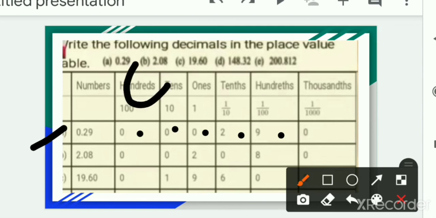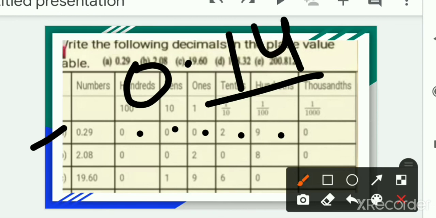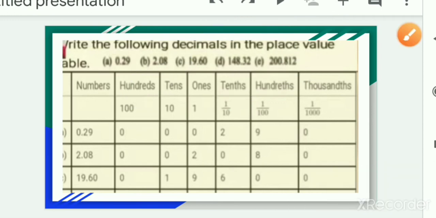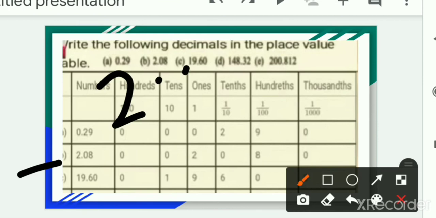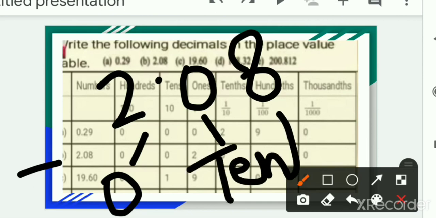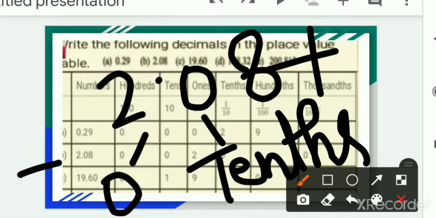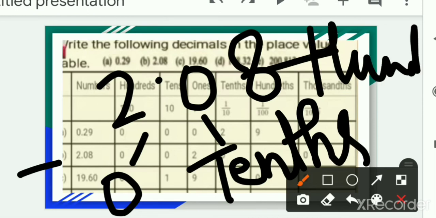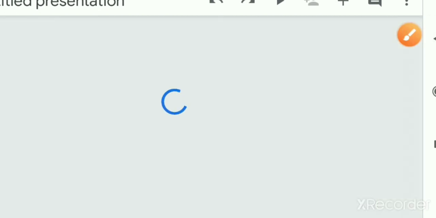Okay, the first number after the point is at the tenths place. The second number after the point is at the hundredths place. Okay, now in the same way we will write 2.08. It is the ones place. Which place is this? This is the tenths place. And which place is this? It is the hundredths place. In the same way you can do all these.